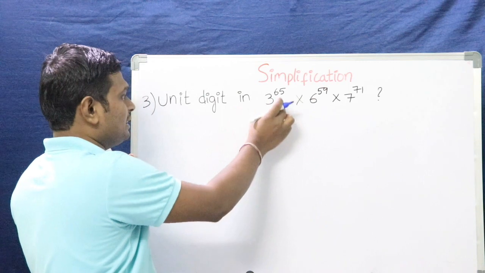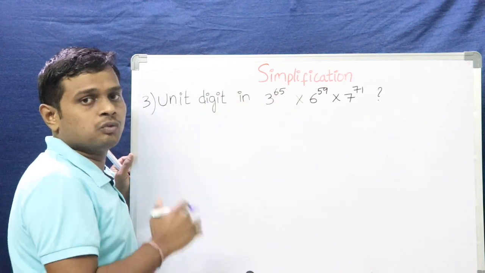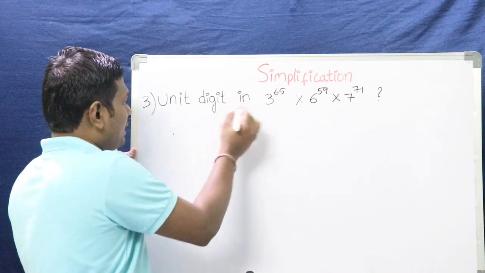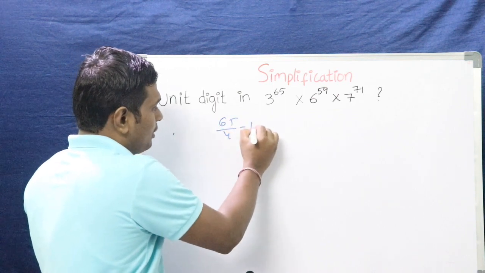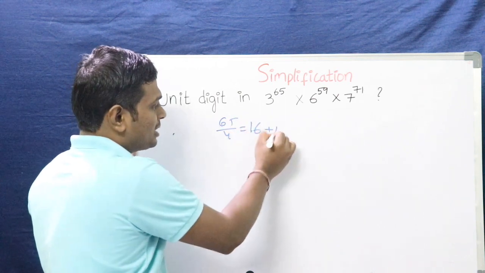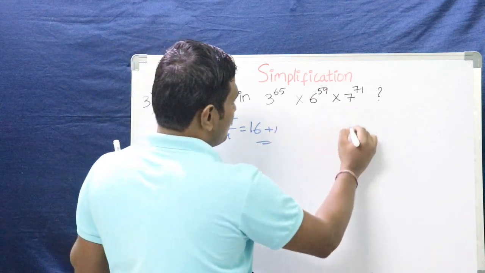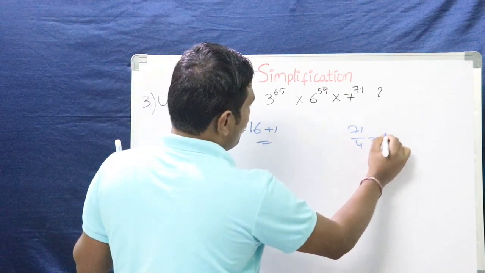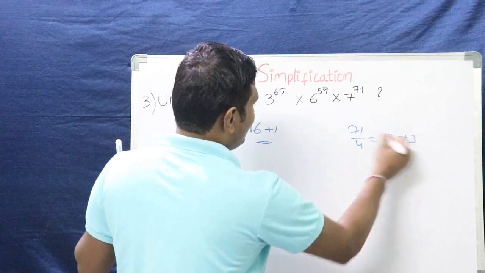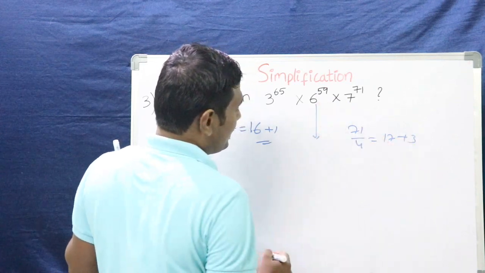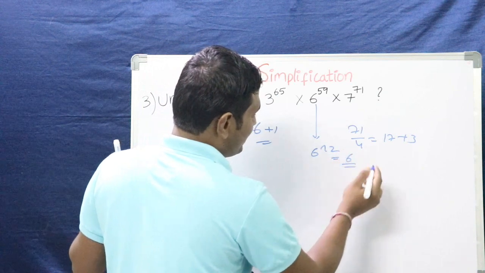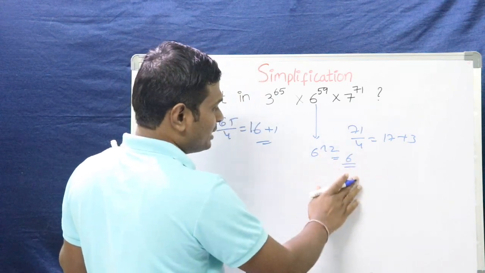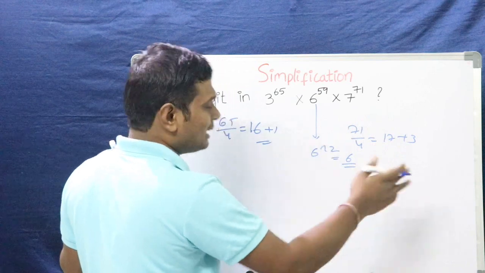We need to write this in terms of the power of 4, right? How can we write 65 in terms of power of 4? 4 16s are 64, plus 1. In case of 71, 4 17s are 68, plus 3. In case of 6, however much we raise the power, we will get the unit digit as 6 only. 6 to the power of 2, 6. 6 cube also we will get 6 only.